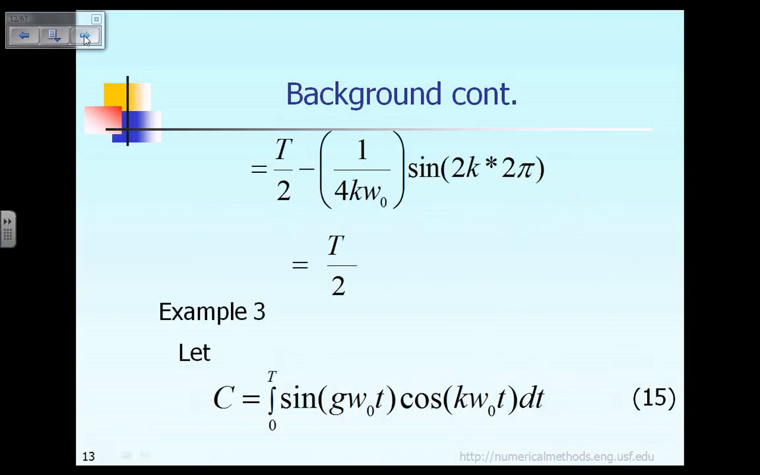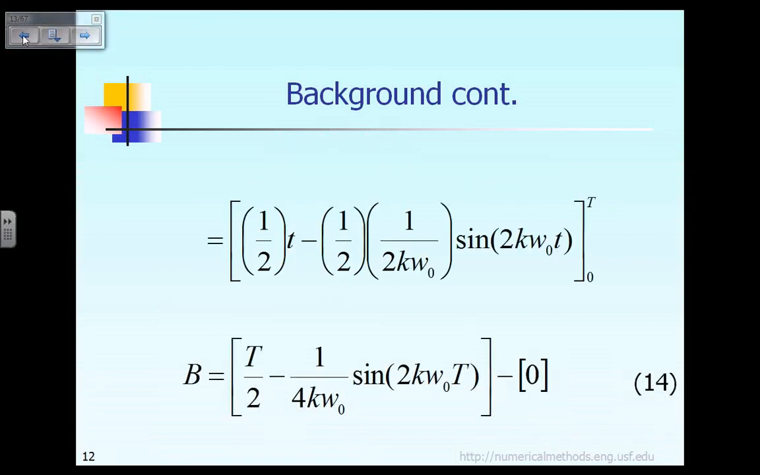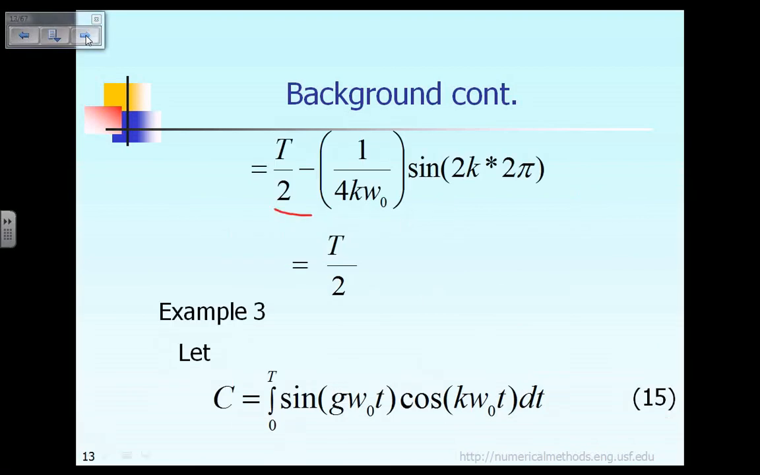Equation 14 on the previous slide can be simplified or rewritten as shown on the next slide. Notice that for the second term, regardless of the integer k, whether 1 or 2 or 3, any integer value of k, the sine term of 2k times 2 pi always turns out to be 0. Therefore, the value of B is simply equal to T over 2.